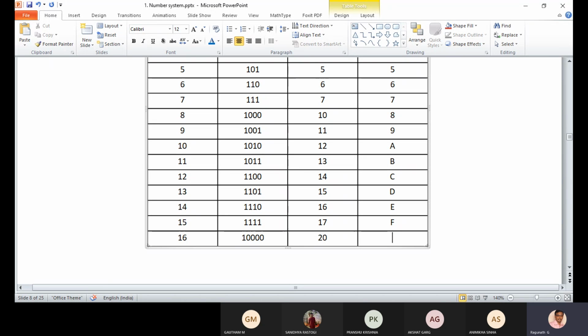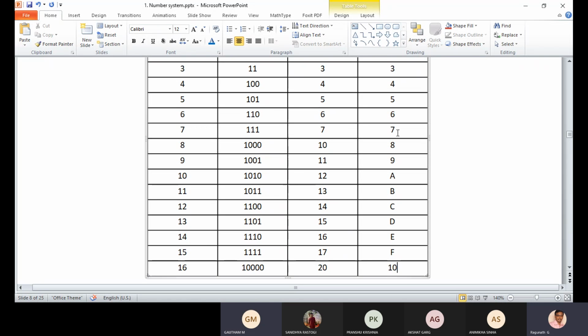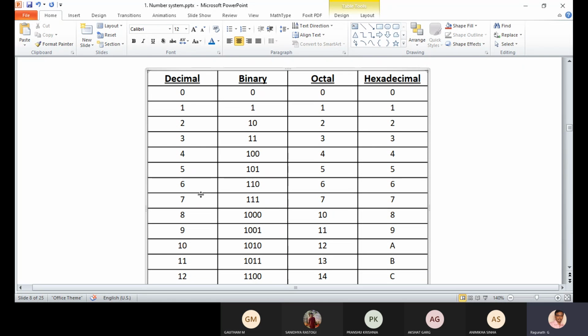Next, two digit hexadecimal. What is the beginning of the two digit hexadecimal? The same concept, 10, and the next number is 11, like this. Now, any doubts in the decimal number sequence, binary, octal, and hexadecimal? No, sir. Now you know the need of octal, hexadecimal, binary, and how to write the sequence of that.